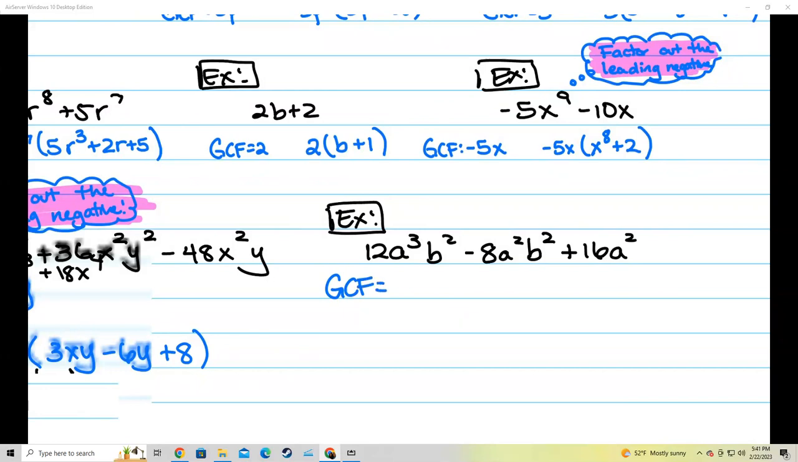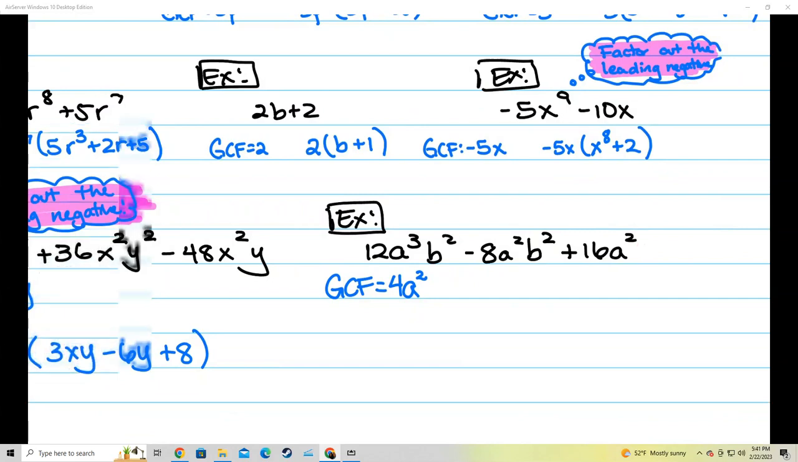Between 12, 8, and 16, it looks like the biggest number that goes into all of them would be the number 4. As far as variables are concerned, this has 3 A's. This one has 2 A's. This one has 2 A's. What's the most I can pull out? That would be 2 A's, or I'm going to write as A squared. As far as b's are concerned, this is a b squared, this is a b squared. This one doesn't have any b's to give away, so I can't pull out any b's. This is the one that's restricting me, okay? All right, so I already know that the GCF is 4a squared.